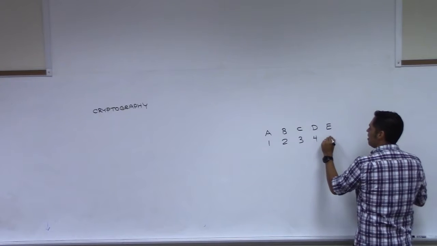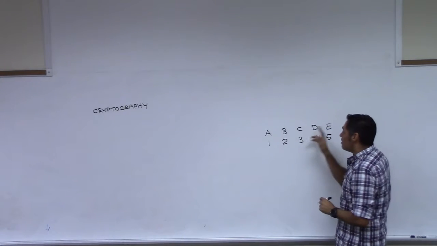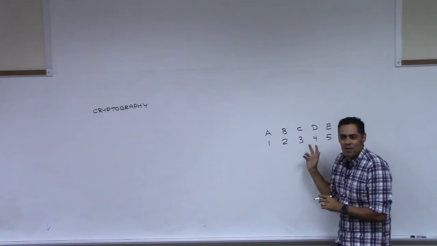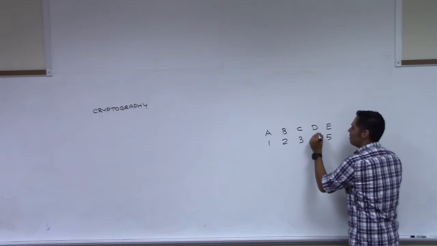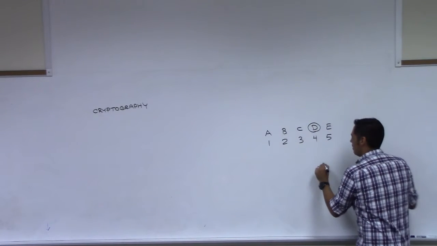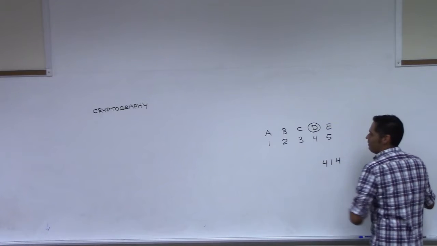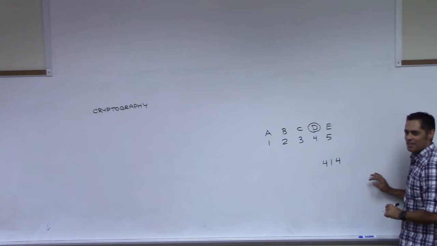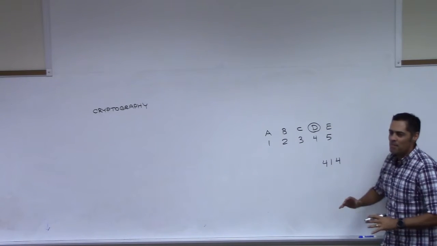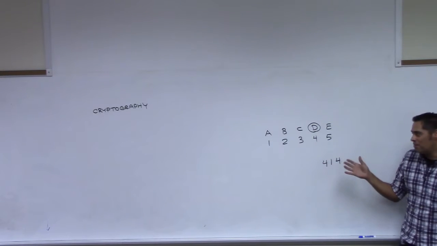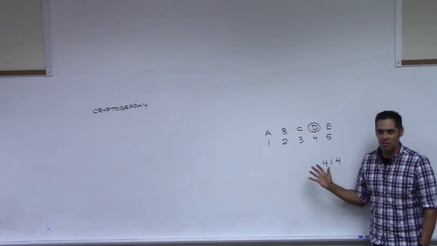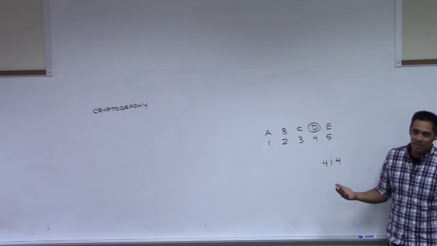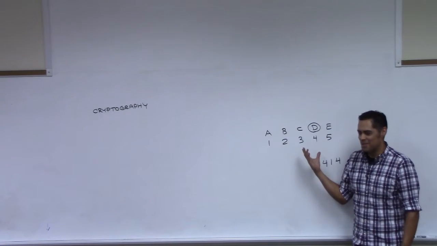You'd say, I want to send a message, but instead of using A, B, C, and D, I'm going to use the numbers. So if I want to say 41414, right? Dad. Dad, that's my message. That is a very, very basic form of encryption, because all someone has to figure out is that you numbered your letters.